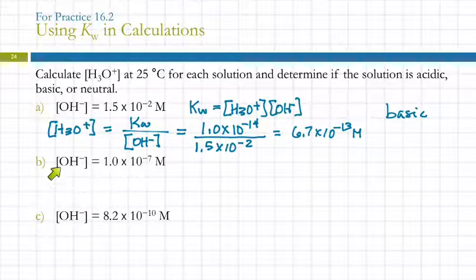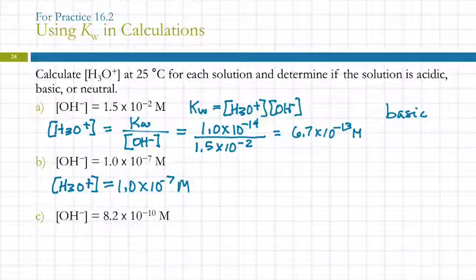Here, letter B. The hydroxide ion concentration is 1.0 times 10 to the minus 7. We actually don't have to do the calculation for this one, because in pure water, the hydronium ion concentration and the hydroxide ion concentration are both 1.0 times 10 to the minus 7. You can do the calculation, you'll come up with this, and we say that that's a neutral solution. It's not acidic or basic.